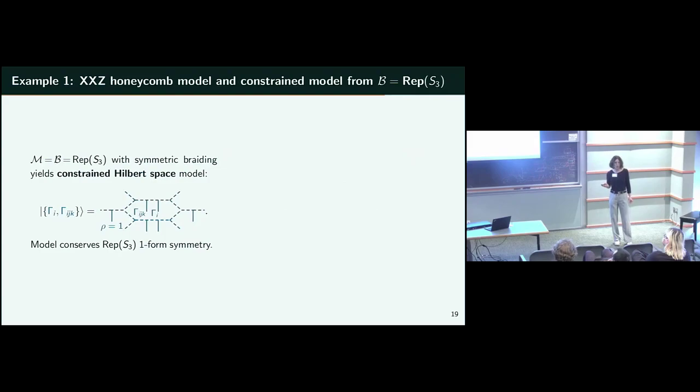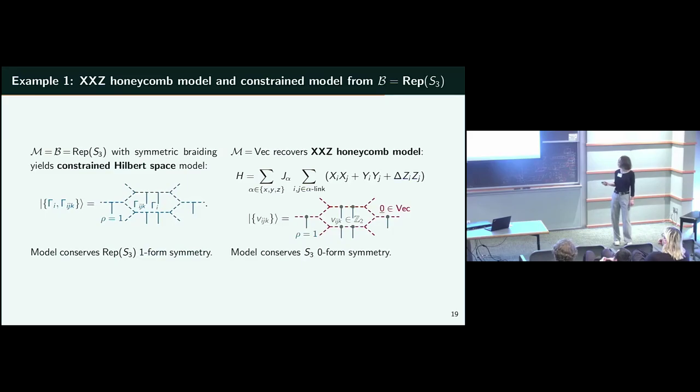Okay, so now let's repeat the example that I did in 1D. So again, we take rep S3 as an input, and now we also need to choose a braiding, and I will choose the symmetric braiding, so all braiding phases are real. Well, then if we take this regular module tensor category, we just get again some model with a constrained Hilbert space. And this model is guaranteed to have a rep S3 one-form symmetry. On the other hand, we can also take the trivial module category again, and now we will get again the XXC model basically, but now defined on an effective honeycomb lattice because the qubits live on these gray vertices. And this model, of course, doesn't have any one-form symmetries, but it has an S3 zero-form symmetry. And so you can see the duality basically as gauging the rep S3 one-form symmetry.